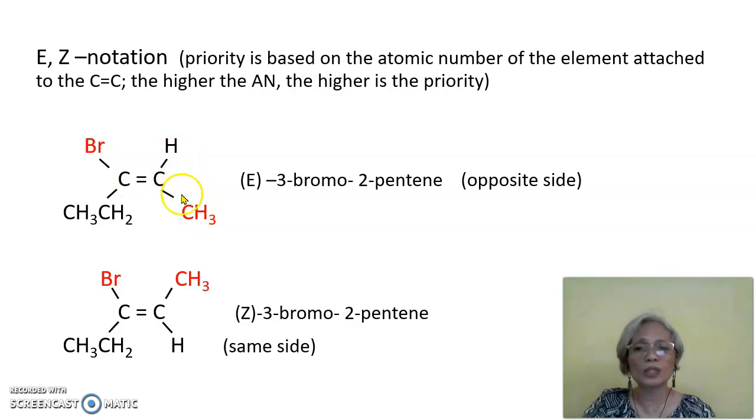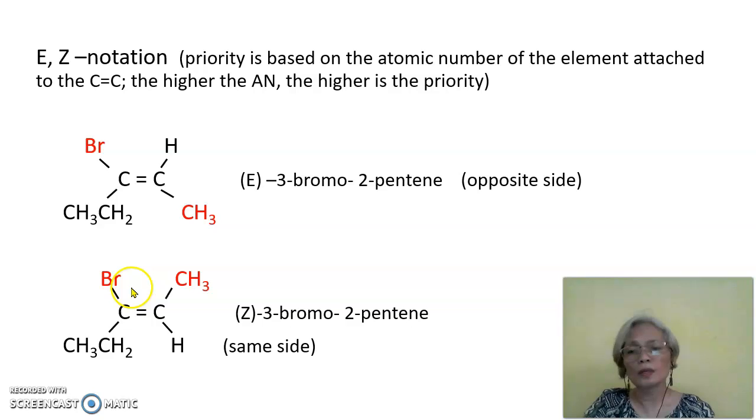Methyl and hydrogen, again, carbon has a higher atomic number and therefore a higher priority. So the two substituents which are of higher priority are located opposite one another, and therefore this is called E, but this time we have to enclose E in parentheses. So this is (E)-3-bromo-2-pentene, meaning E of opposite side.